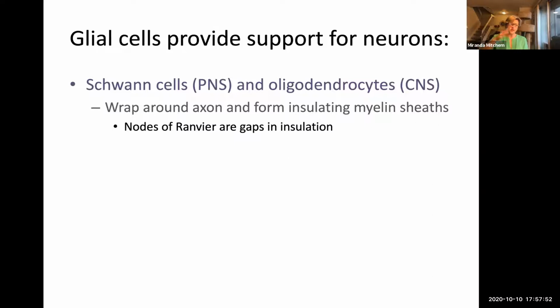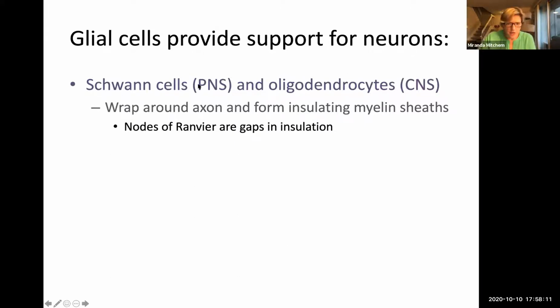Okay, so we've been talking about the neuron. Now let's move into the glial cells. These are all support cells for the neuron. That's all glial cells are. It is a category of cells that provide different support mechanisms for neurons.